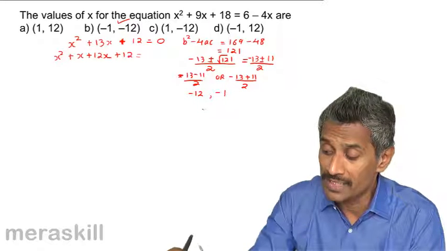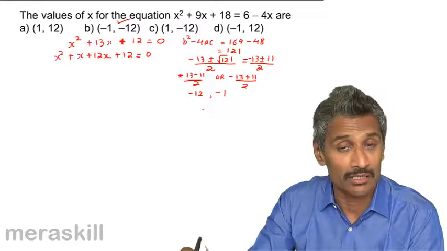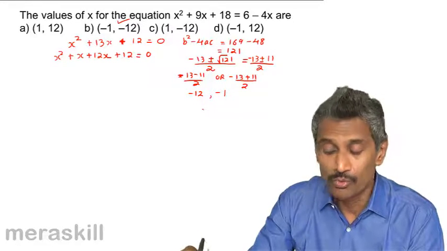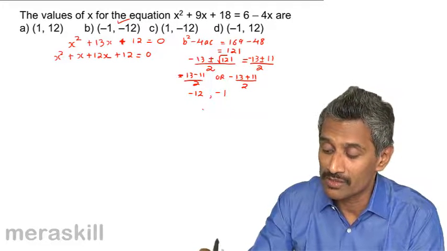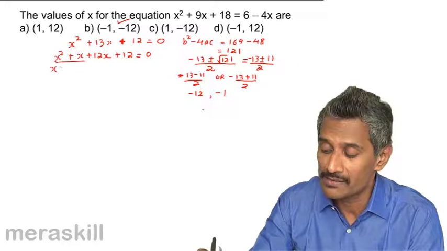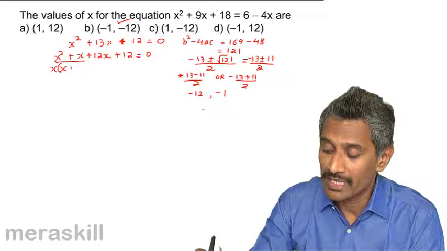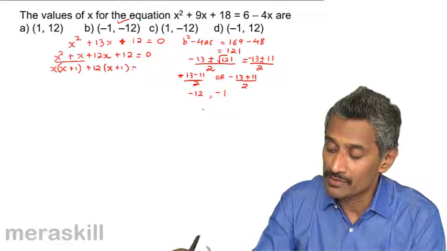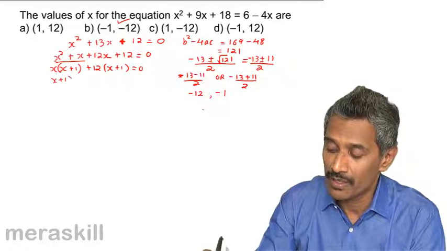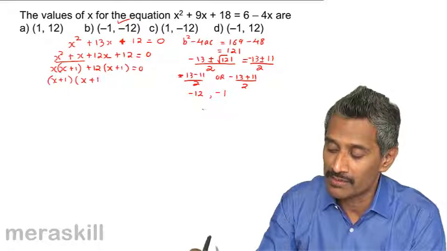So out of three terms, we are able to split the middle term into two more terms. So we get four terms, and we make pairs out of this. In these two, for example, you take x as a common factor and you get x plus 1 into x plus 12 is 0. Hence we get x plus 1 into x plus 12 is 0.